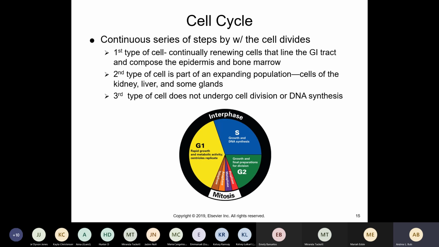Mitosis is divided into 4 phases. You may have learned it as PMAT: prophase, metaphase, anaphase, and telophase. All of those little phases are when a cell is dividing. So that is happening during that mitosis cycle.